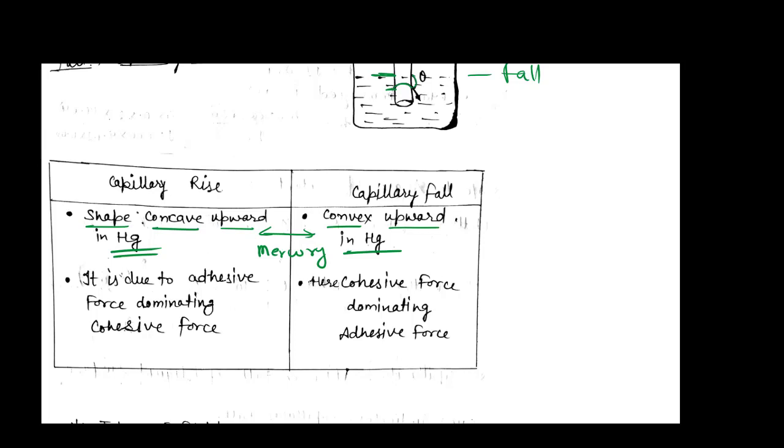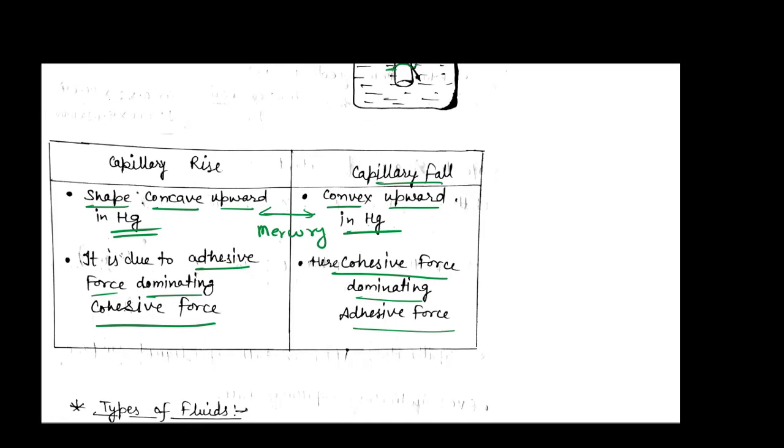When there is a capillary rise, it is due to the adhesive force dominating the cohesive force. Adhesive means when two different materials are present, here the liquid and the glass tube. But in the case of capillary fall, the cohesive force dominates the adhesive force. So it is vice versa in both cases. In capillary rise the adhesive force dominates the cohesive force, whereas in capillary fall the cohesive force dominates the adhesive force. That is the basic difference.